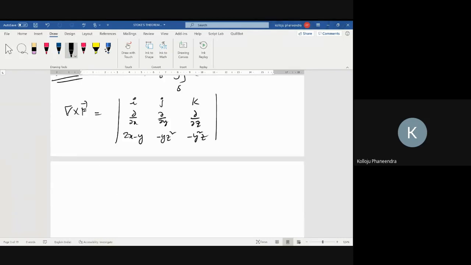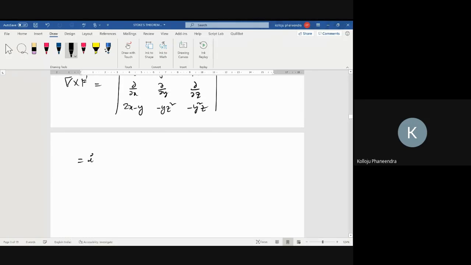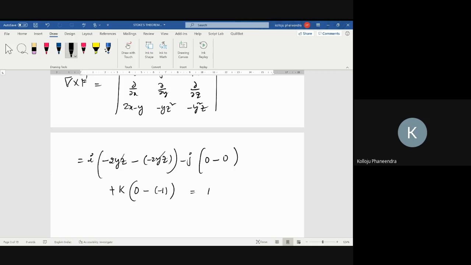If I evaluate this, it is equal to i into dou by dou y of this, minus 2yz, minus dou by dou z of this, minus 2yz, minus j into dou by dou x of this, value 0, and dou by dou z of this, value 0, plus k into dou by dou x of this, value 0, and this value negative 1. So what is this value finally? Okay, this also gets cancelled, right? Yes, 0, 0. So I'm getting just k bar. Del cross f bar value is k bar.